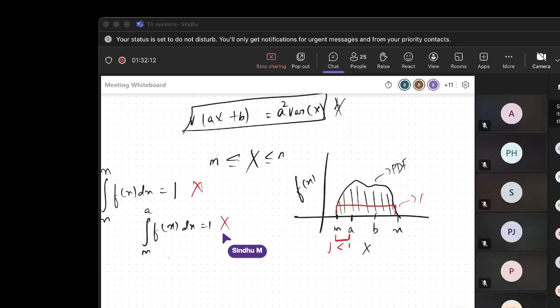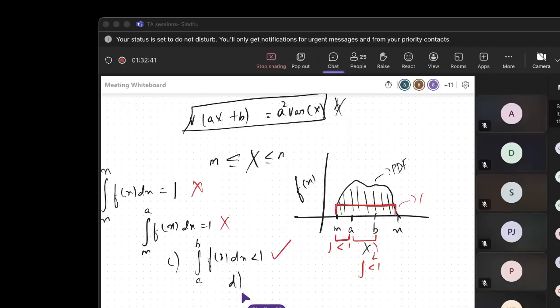And option C is integral between the limits a to b f of x dx less than 1. So this is correct because this entire integration is 1, but a to b is just a subset, so this limit will be less than 1. So option C is correct.